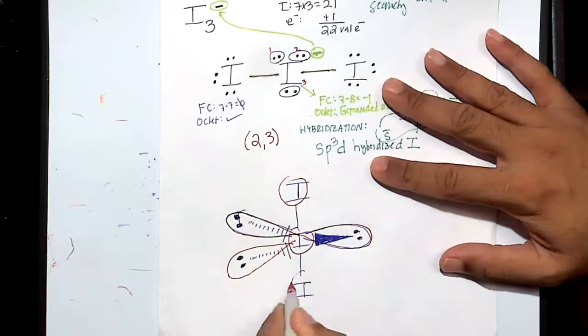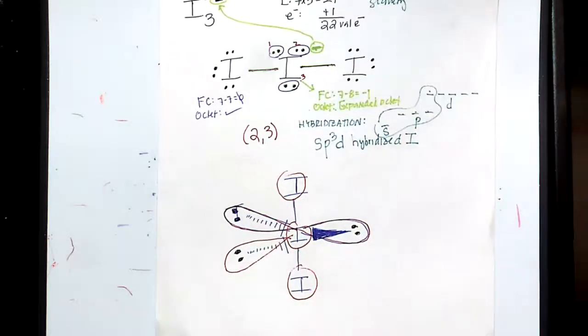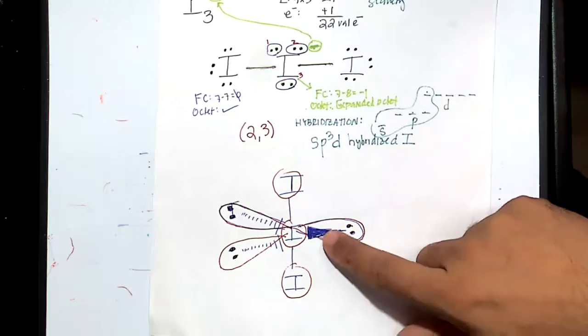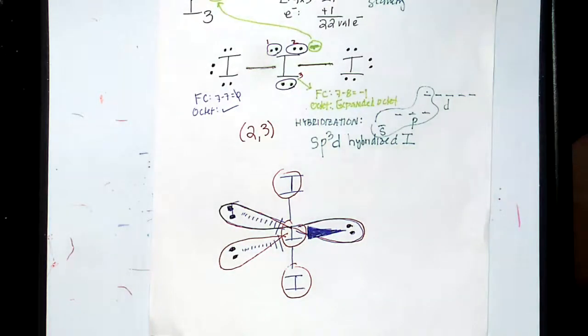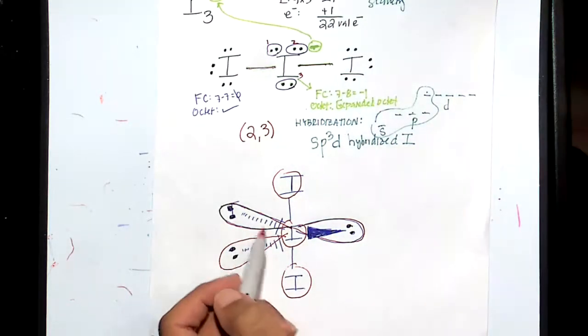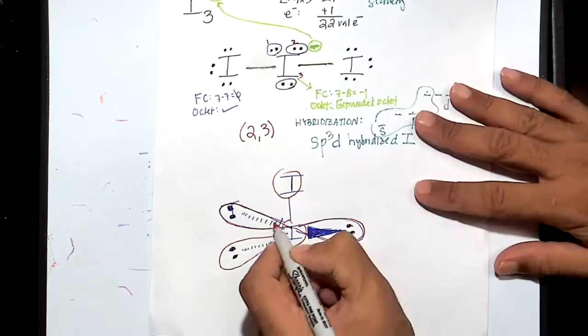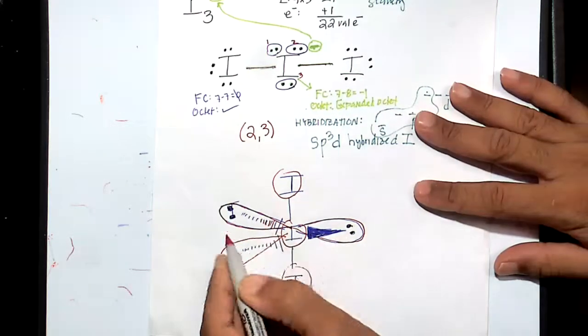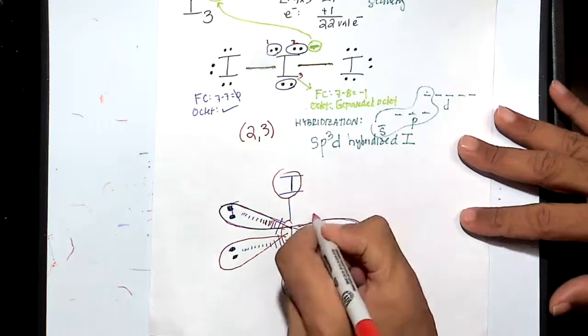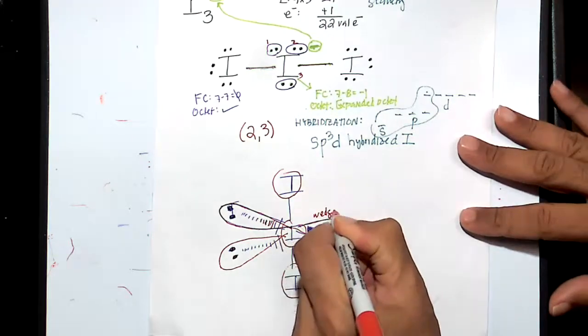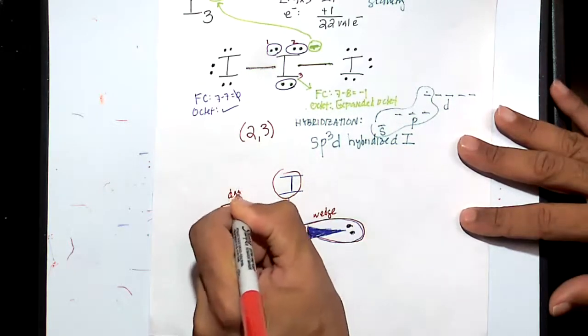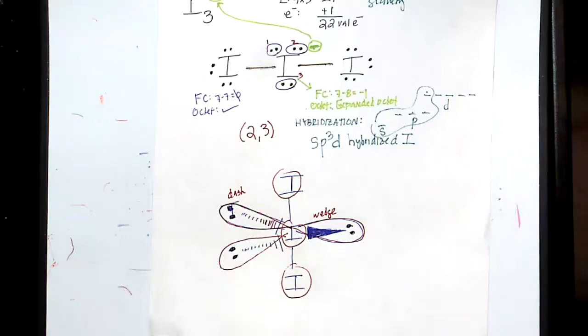So the molecular geometry is linear, and then this is called a wedge. It means it's coming out of the board. And these that are going away from you or away from me is called a dash. Okay, so this is called wedge, and this is called dash. Okay, the dash bond and the wedge bond.